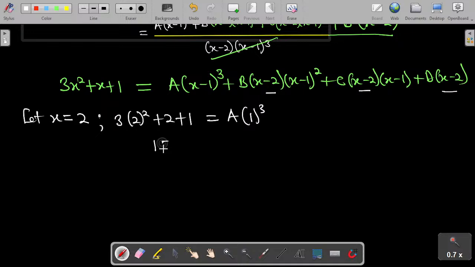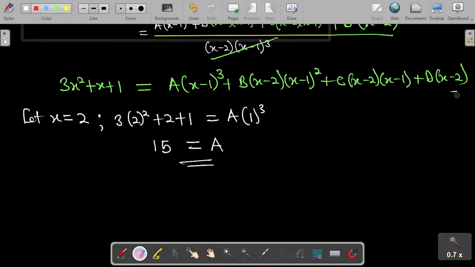So we have 15 is equal to A, because 1 raised to power 3 is 1, and 1 times A is still A. So we have gotten our A to be equal to 15. Okay, so what's the next thing you think we can get here? I hope that we are ready to participate here. What's the next thing you think we can get by substitution?